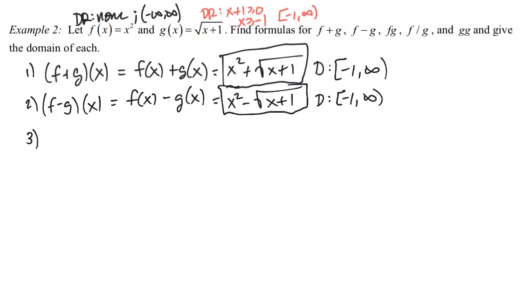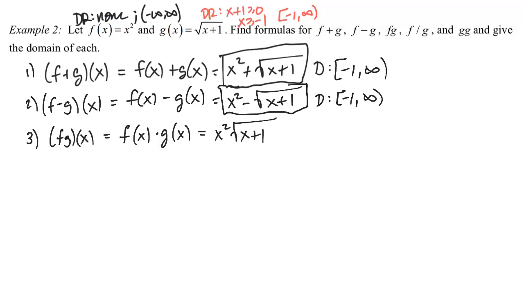Thirdly, we want to find f times g of x. And so we remember from example 1 that fg of x is just equal to f of x times g of x, which is going to equal x squared multiplied by the square root of x plus 1. And so again, what is our domain going to be? Well, the domain is going to carry over restrictions from the original g of x. And so therefore the domain here is also going to be, just like the first two guys, -1 to infinity.